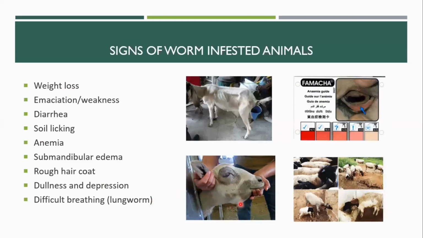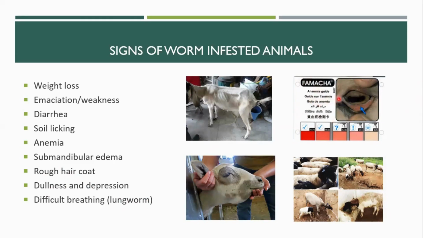As you can see in this picture, this animal is suffering from submandibular edema. This submandibular edema happens when some of the parasites attack the liver and cause hypoalbuminemia. When there is hypoalbuminemia, the oncotic pressure drops, resulting in submandibular edema. And it could be rough hair coat, dullness, depression, and difficult breathing in case of lungworms, because lungworms reside in the lungs and cause difficult breathing.